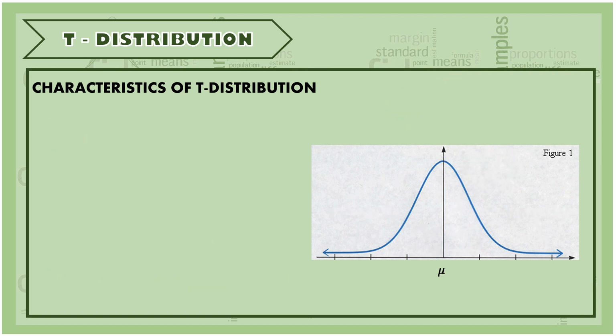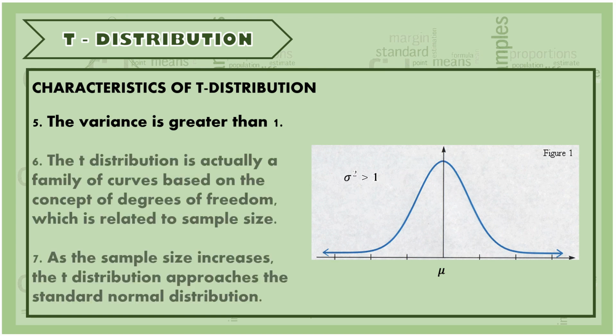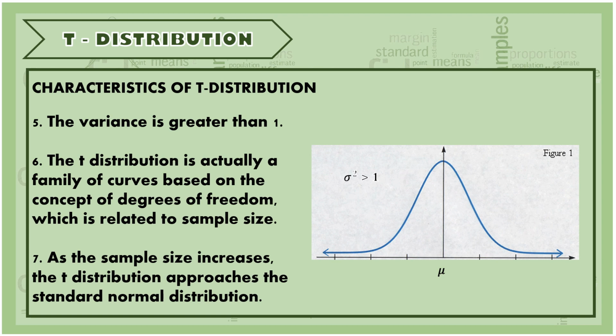Number 5, the variance is greater than 1. Always remember that the variance of the t-distribution is always greater than 1, although it is close to 1 when there are many degrees of freedom. With infinite degrees of freedom, the t-distribution is the same as the normal distribution. Later on in this video, we will find out why characteristics 6 and 7 of the t-distribution are evident.